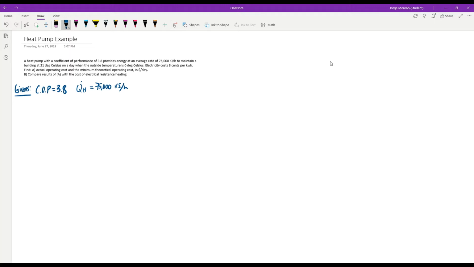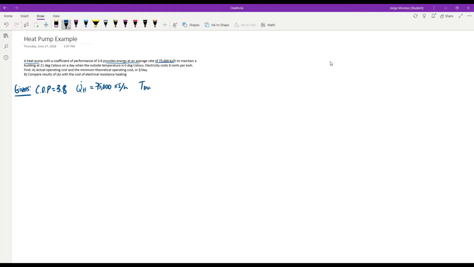The reason I know that that's QH is, first, they're telling you a heat pump provides energy at this rate. So heat pumps, since they provide energy, you know the energy that a heat pump provides is QH. And I'll talk a little bit more about that when I get to the schematic.